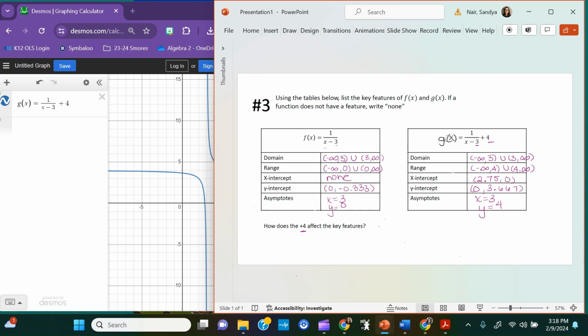Some comparisons to note: you can see the domain is the same, right? But look how the range changed. The range is different. Before we had no x-intercept, now we actually have one. The y-intercept is also different. And look at how the asymptote changed, right? You can see the horizontal asymptote actually did change, but the vertical asymptote stayed the same.